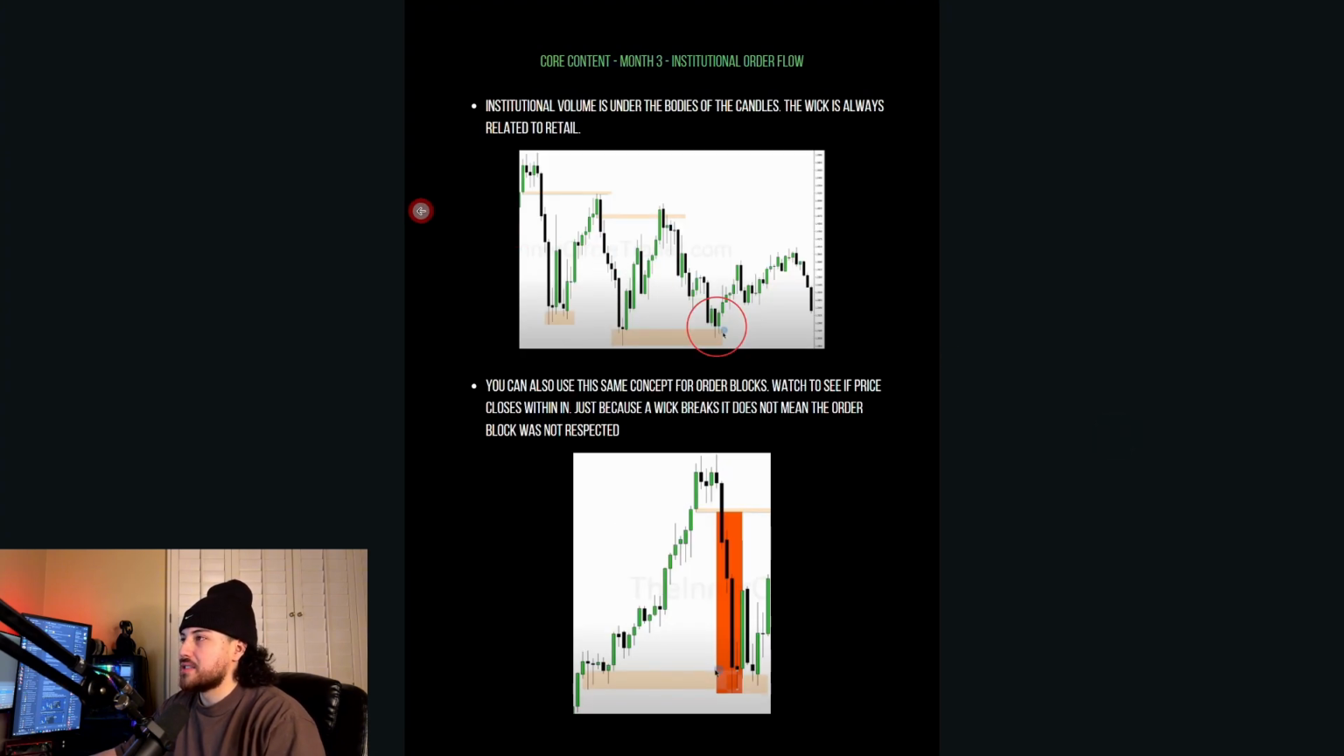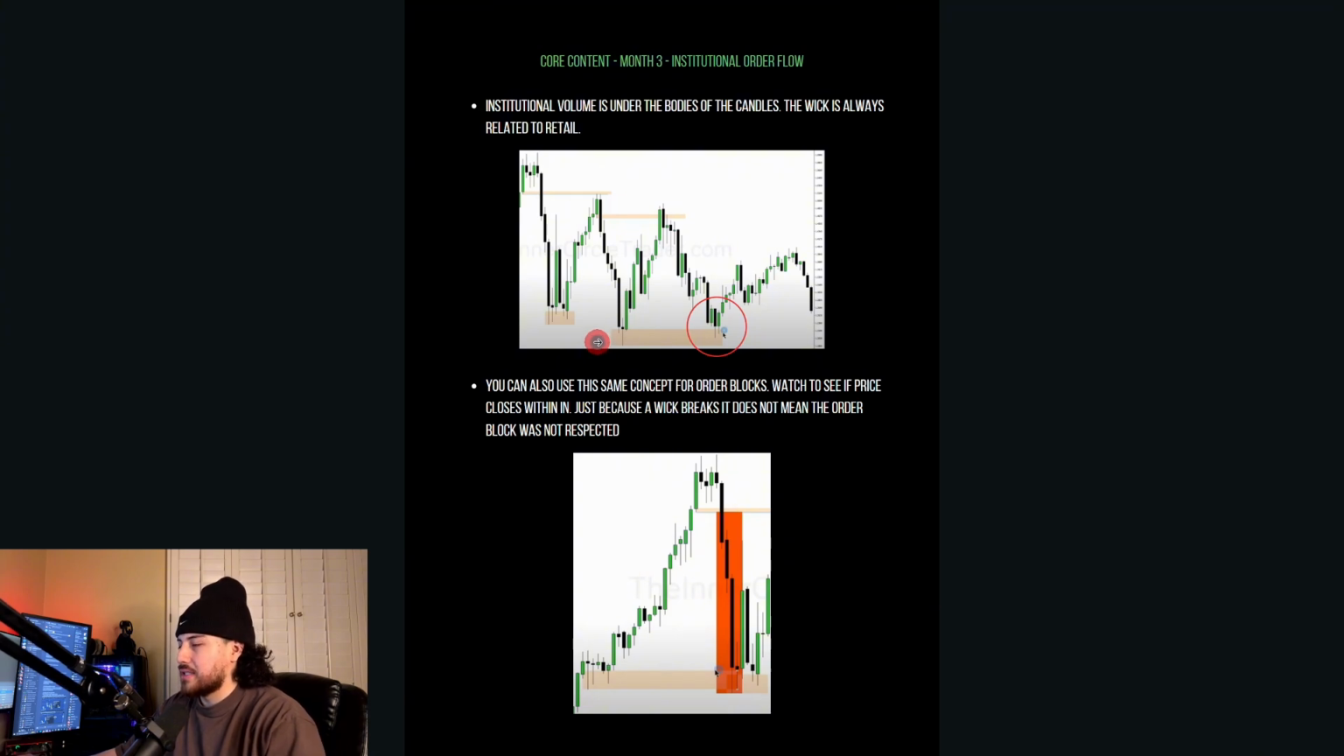Institutional order flow. Institutional volume is under the bodies of the candles. The wick is always related to retail. So here, why does price not go lower? He is describing how price is basically tapping into the institutional volume, which is going to be based off the candle body closure and not the wicks.